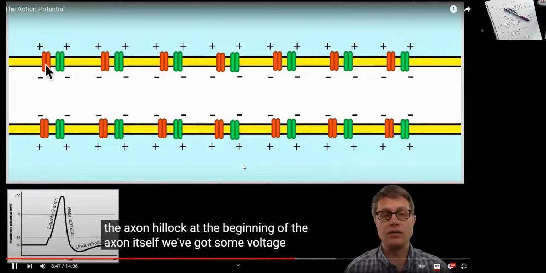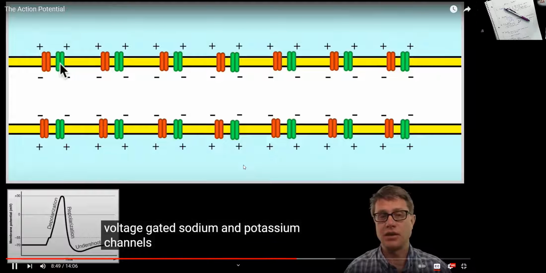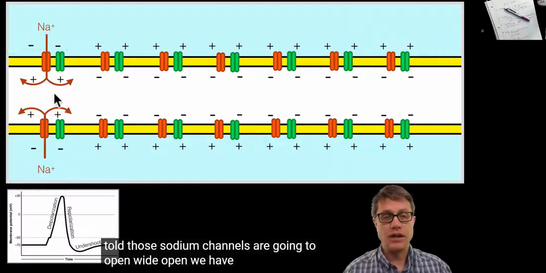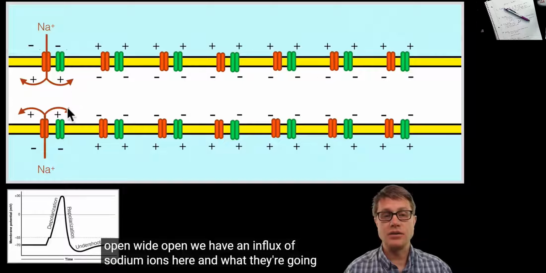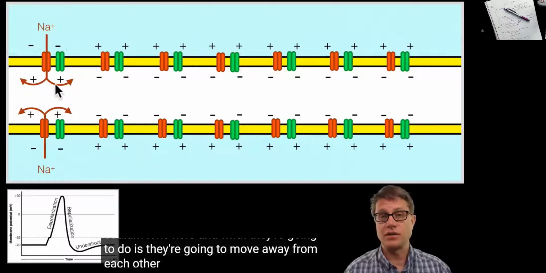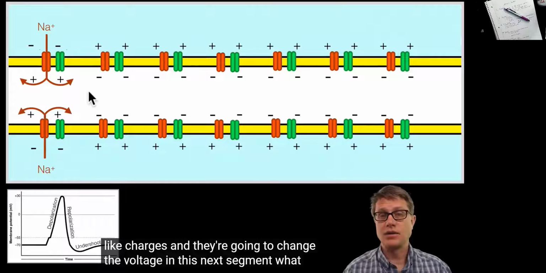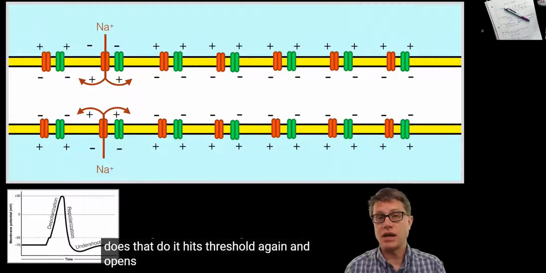We've got some voltage-gated sodium and potassium channels. And so when we hit that threshold, those sodium channels are going to open wide open. We have an influx of sodium ions here, and what they're going to do is move away from each other since they repel like charges, and they're going to change the voltage in this next segment. What does that do? It hits threshold again and opens up the next sodium channels.